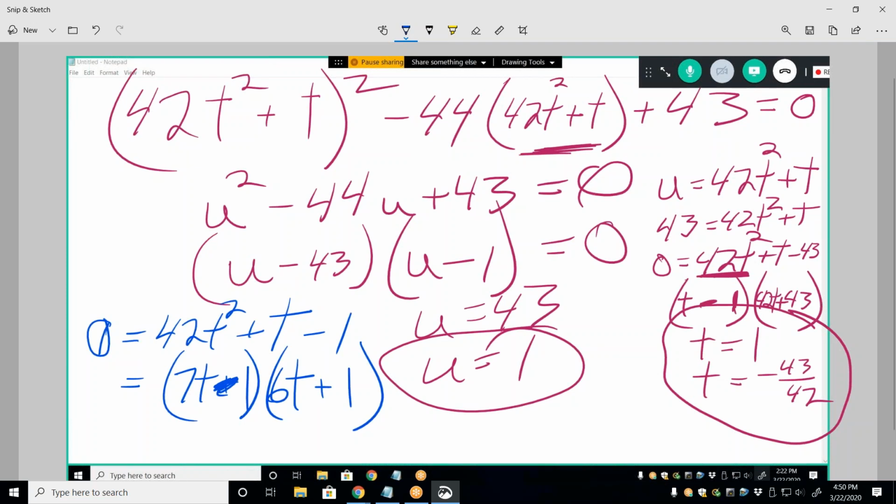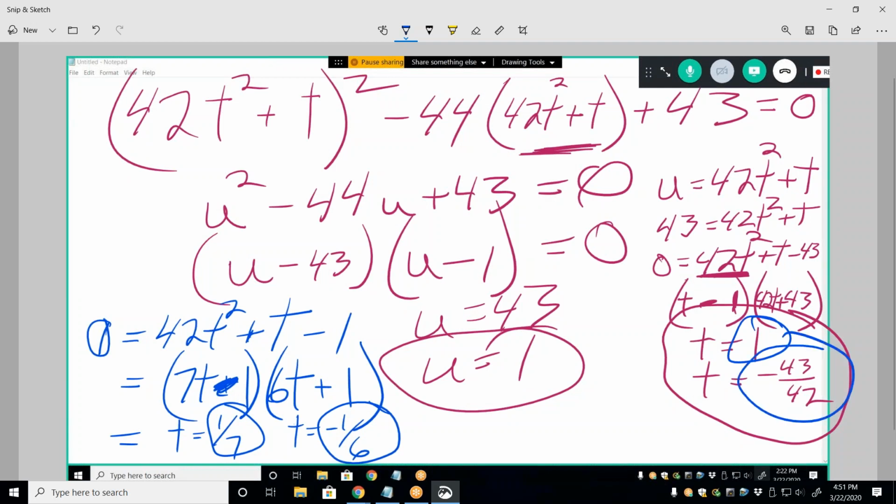And that way we have a plus 7t and a minus 6t, which produces my middle term properly. So if I solve these, I get t equal to 1/7 for that one, and t equals minus 1/6 for that one. So there's your 4 answers to a quartic that was disguised as a quadratic. It's really the way to think about these. And they really went out of their way to disguise this one.